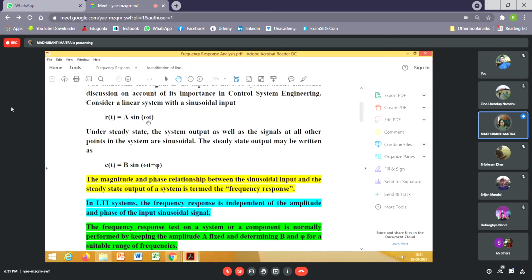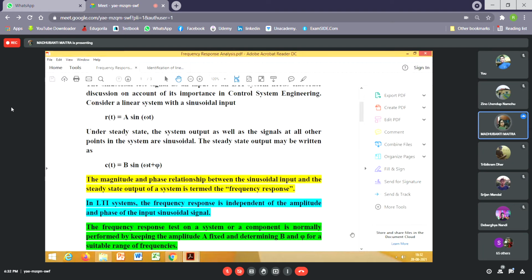Please note that in case of a linear system, the frequency of the output signal and the frequency of the input signal will be identical. Frequency will not change, but there may be some relative phase difference between the output and the input. For our convenience, we have assumed that the phase angle of the input is 0 and the phase angle of the output signal is phi. Hence, the phase shift between these two signals is given by phi.